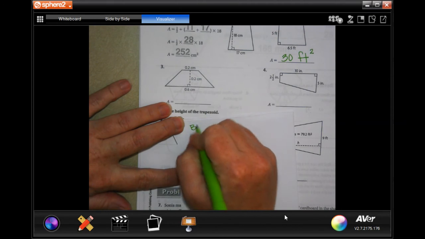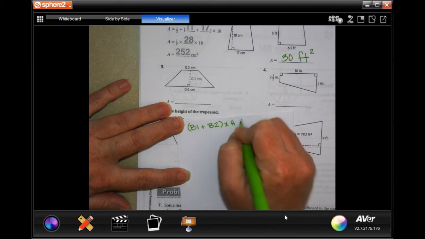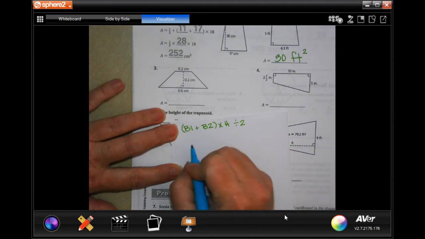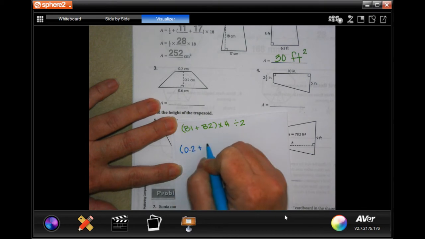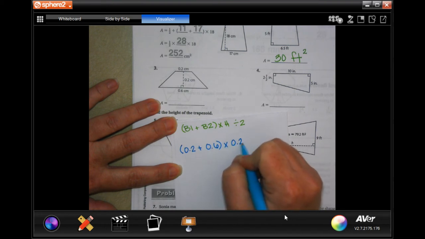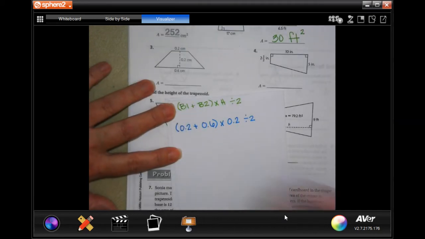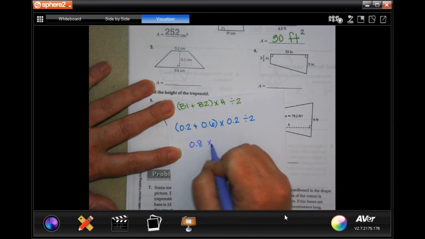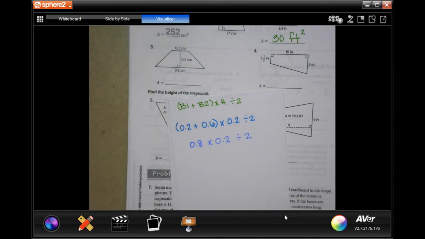Again, write base 1 plus base 2 times height divided by 2. Number 3 says 0.2 plus 0.6 times 0.2 divided by 2. All right, 0.2 and 0.6 add up to 0.8. We still need to multiply that by 0.2 and divide that by 2.